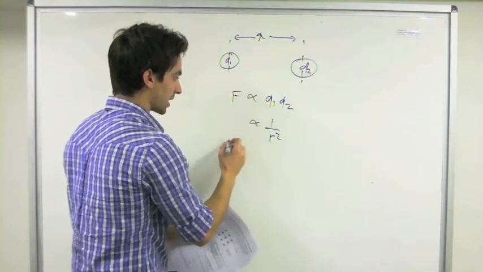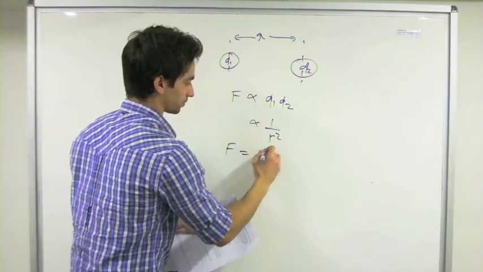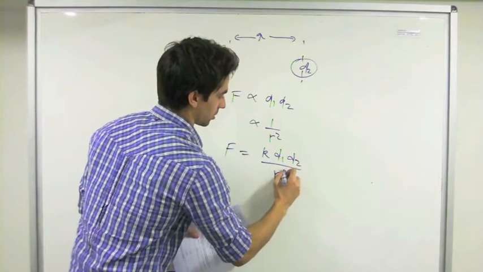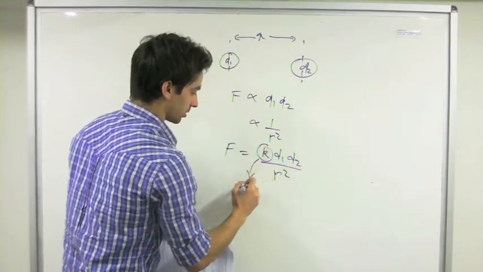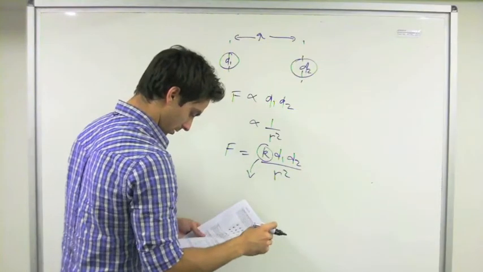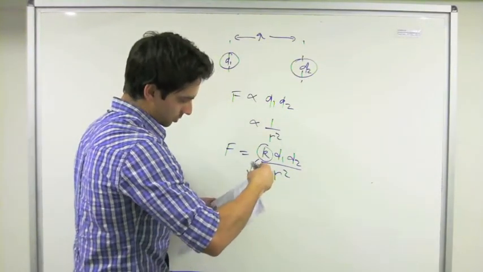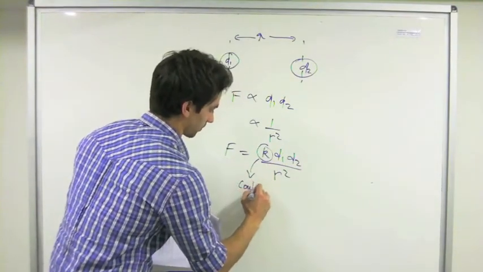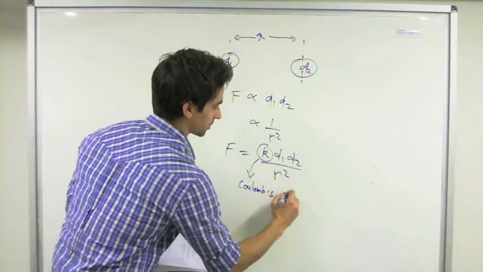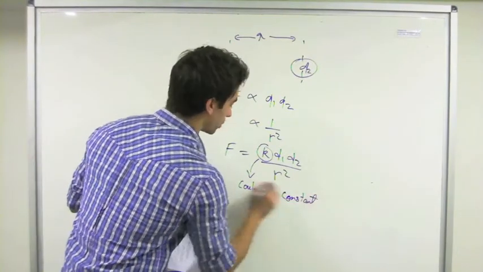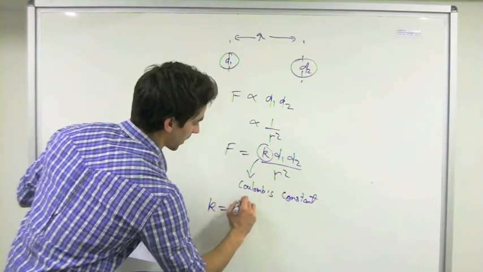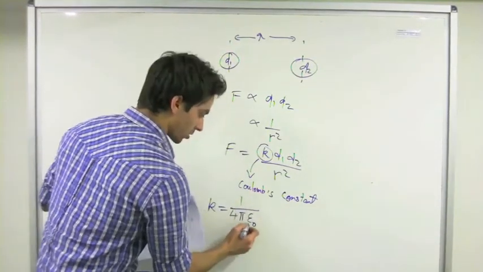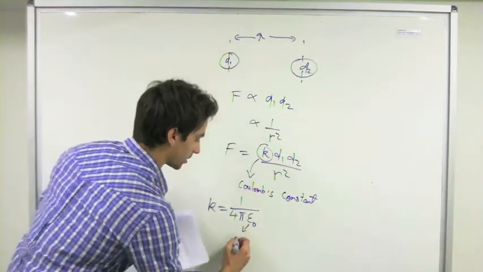Now this proportionality can be removed by a constant, and this constant is called Coulomb's constant. Coulomb's constant should be given in the data booklet. This Coulomb's constant is actually equal to a value of 1 over 4 pi epsilon naught, where epsilon naught is the permittivity constant of free space.